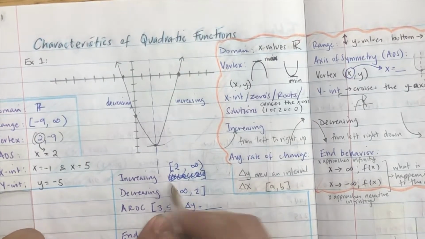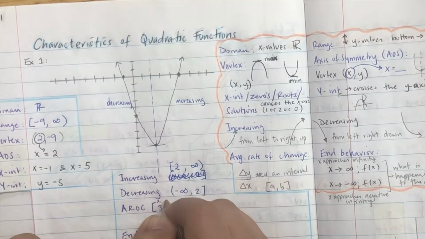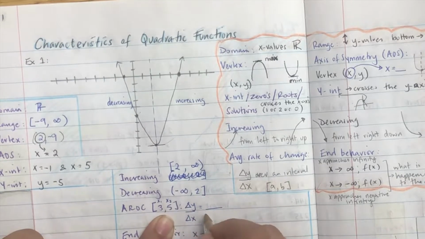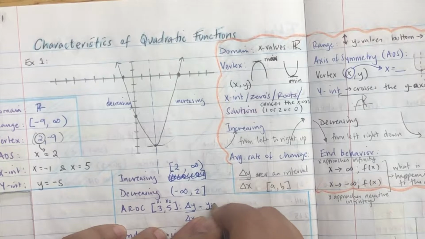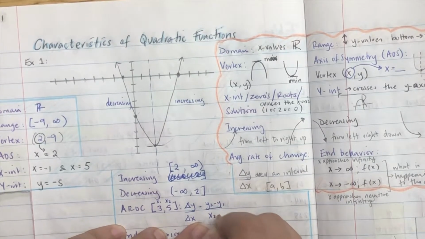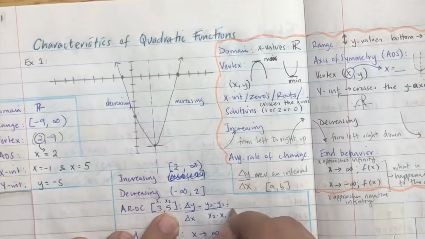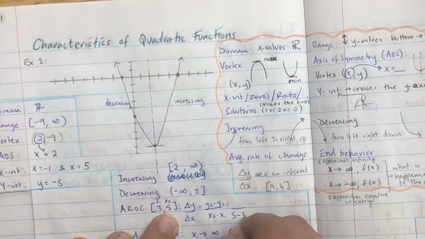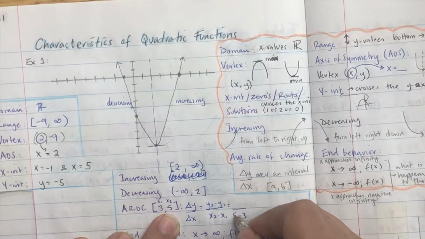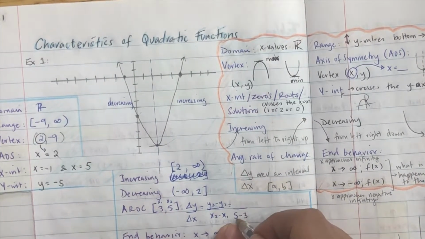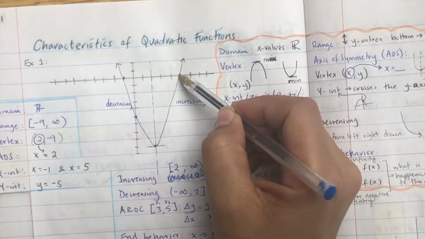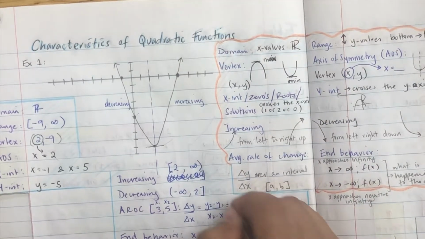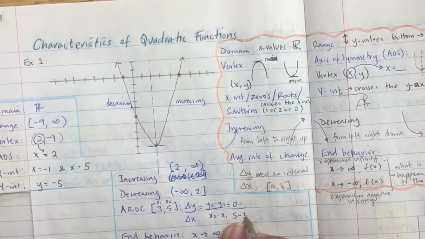Okay, so let's label this x1, x2. The change in x is x2 minus x1. I guess we can say this, y2 minus y1 over x2 minus x1. So your change in x is 5 minus 3. You need to find your change in y from those exact numbers. So when x is 5, what's y? When x is 5, 1, 2, 3, 4, 5, y is what? 0. Minus, when x is 3, what is y?